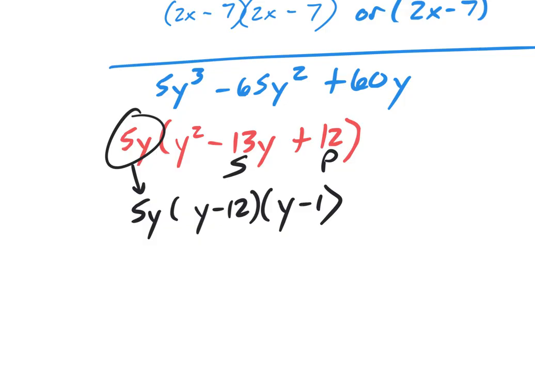Okay? So here we actually used a couple of different methods. We used GCF and we used product and sum. Sometimes you may only use one method. You probably won't use 3 methods. 2 would probably be the max that you're going to use. Once I break this down, that probably is going to be it.